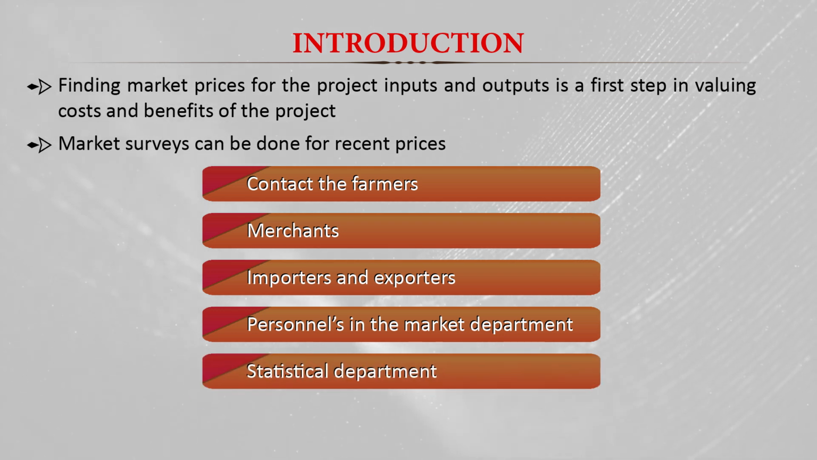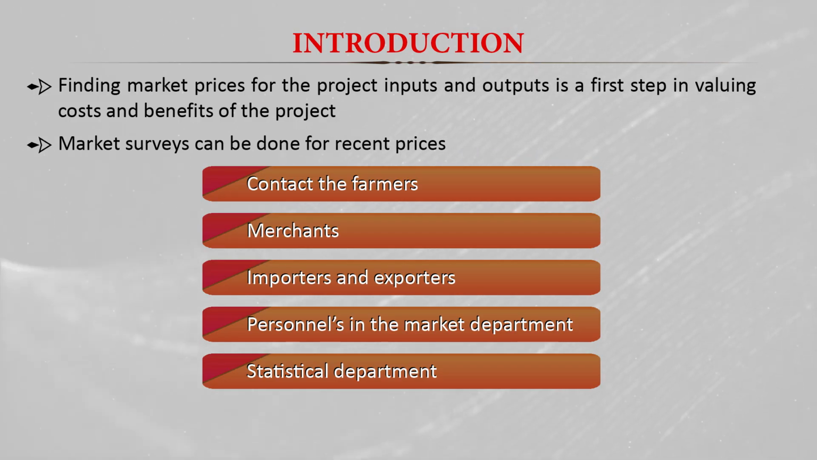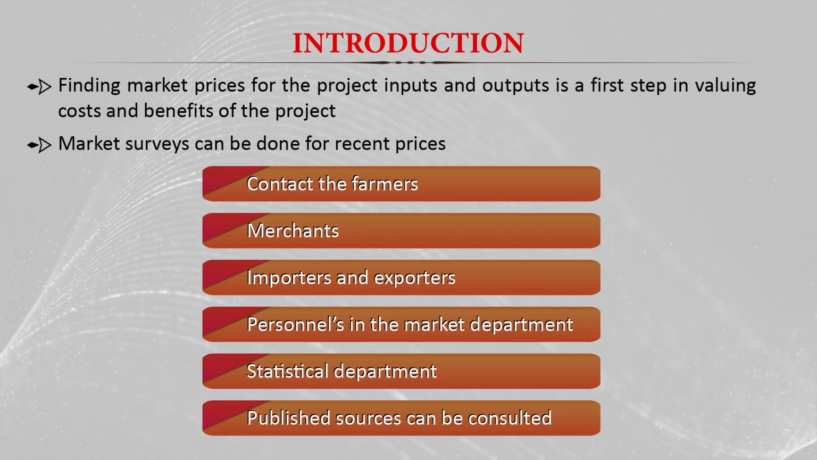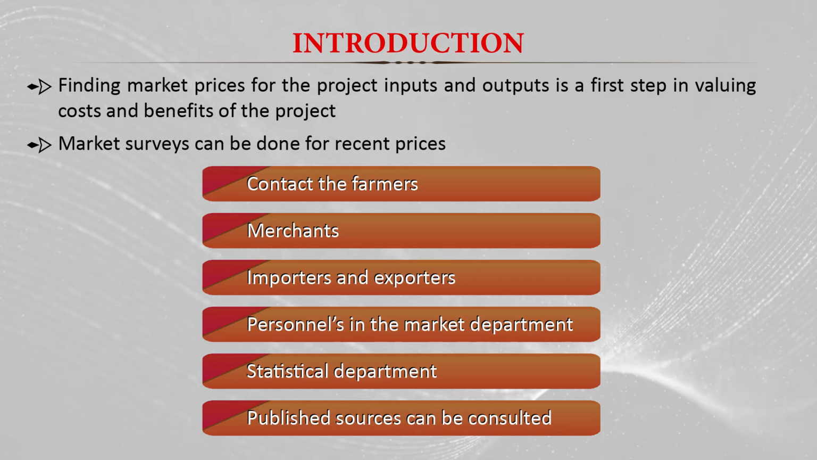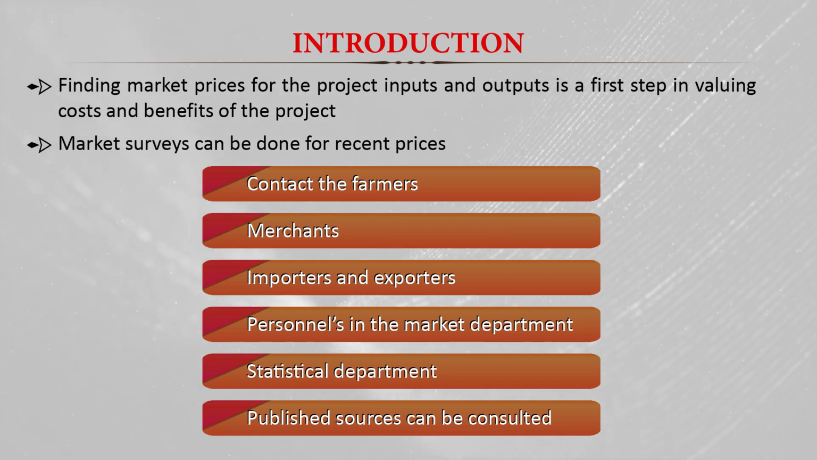We can also get information from the statistical department, which can tell the movement and value of the prices. We also have different published sources which provide information about the prices prevailing in the retail and wholesale markets. Over a period of time, they also give information about the trend in the prices. So we can do a survey of the market to find the prices.